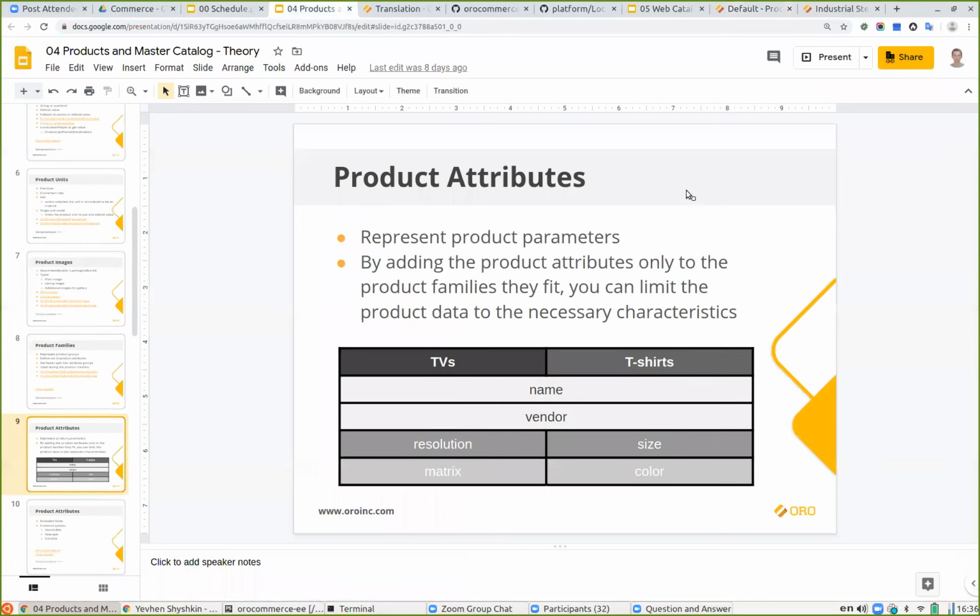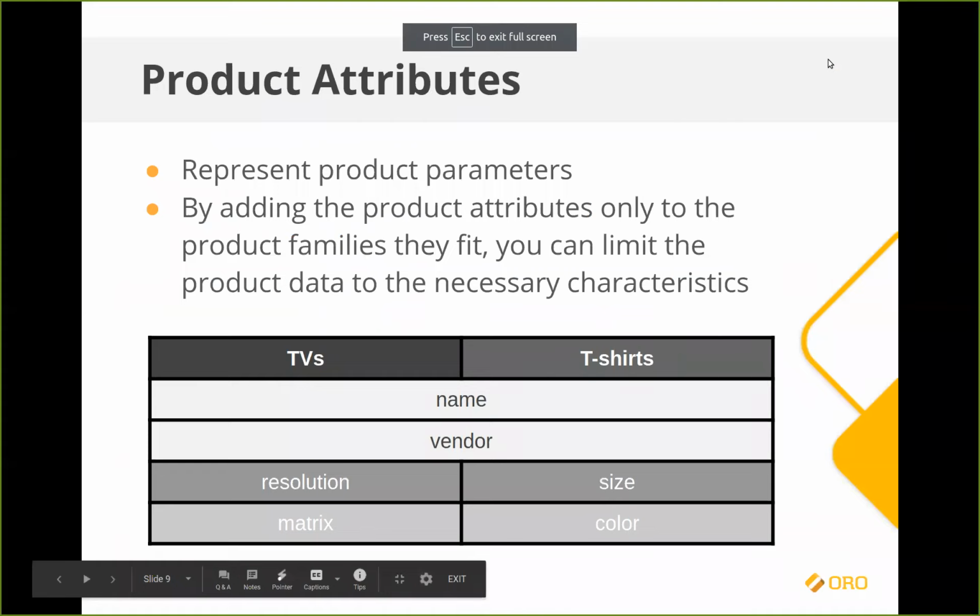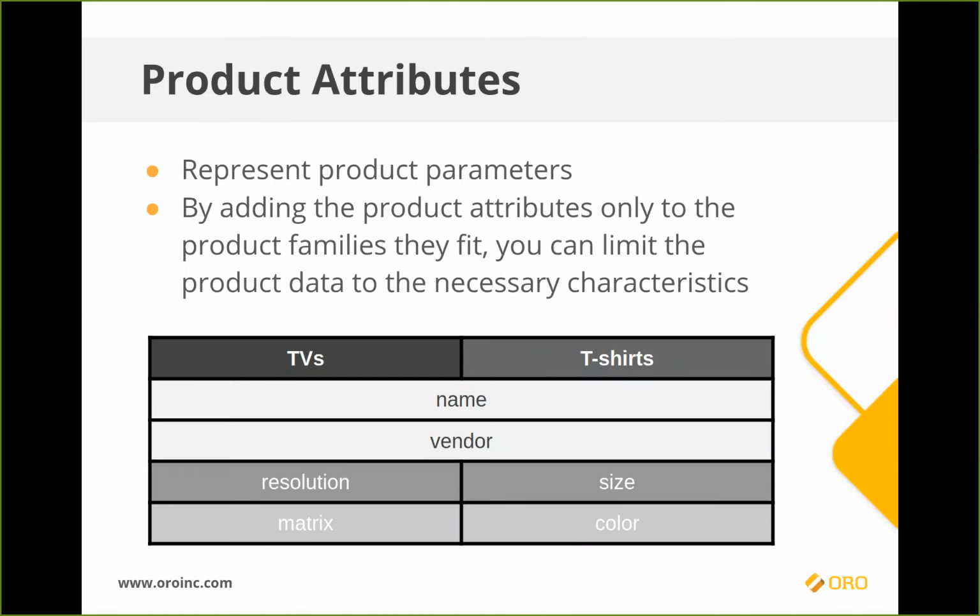Talking about the product attributes. So product attributes, as we have already discussed, represent product parameters. So the size, the color, the resolution, the metrics, the name, the vendor, all these things are product attributes. And in order to use product attributes, they have to be added to the appropriate product family, and only then you can use them.